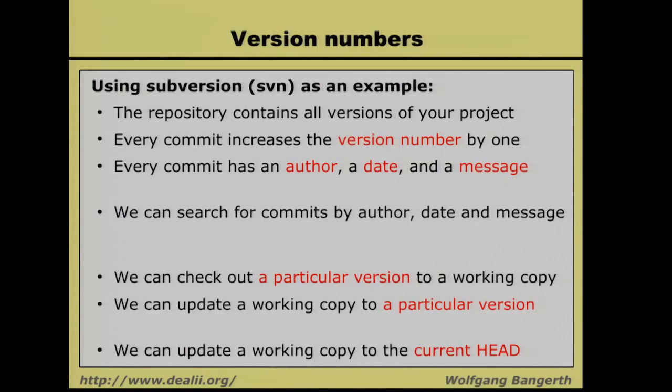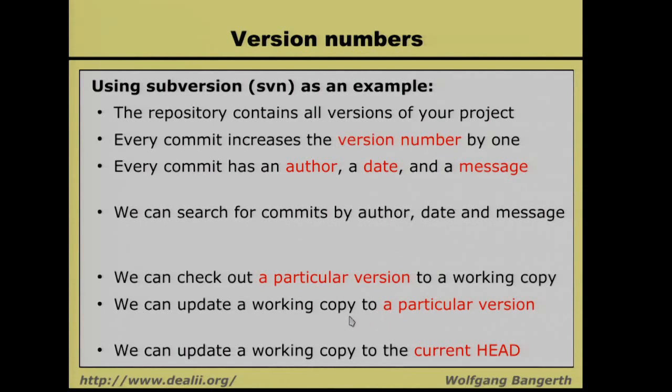With this repository, I can search for commits. That means I can show the history of a file or of a directory, and it's going to show me the author's date and message. I can also check out a particular version to a working copy. So even if the current version of deal.II is at revision 33,000 or so, I can still check out any particular version that I care about. And I can update a working copy to a particular version.